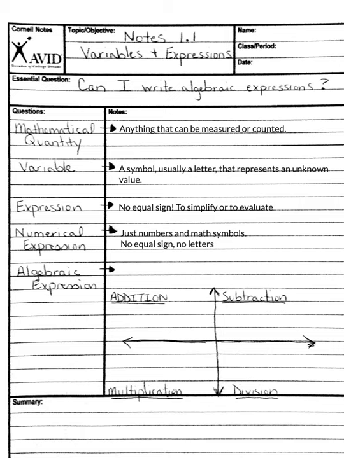So an example of that might be if I said 2 squared plus 4 times 3. That would be an example of a numerical expression.